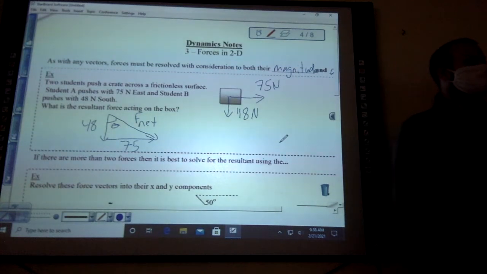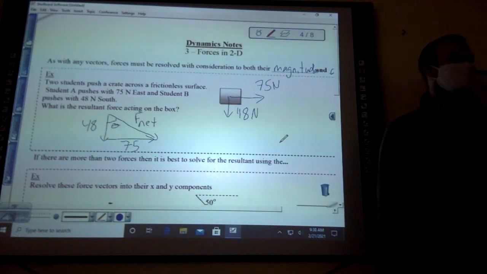In this unit, we're only going to deal with physics of gravity. I won't say only, but the majority of it, yes.